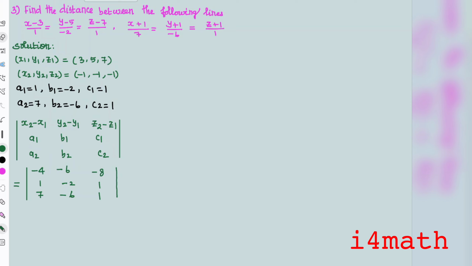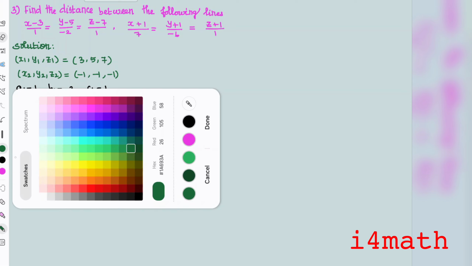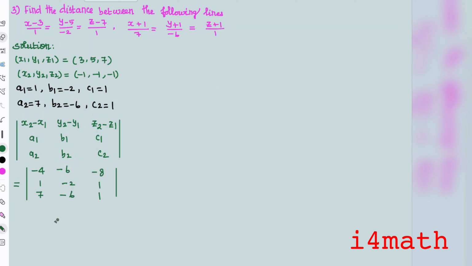By expanding along any one of the rows or columns, we can find the value of this determinant, which we already studied in chapter number 4. So now we are going to find the value of this determinant using the first row. Minus 4 into its minor. What is the minor of minus 4? Minus 2, 1, minus 6, 1. So this small determinant is called the minor of minus 4.